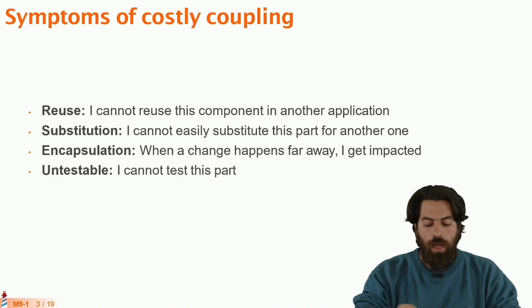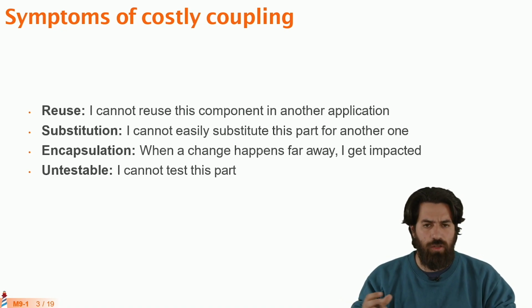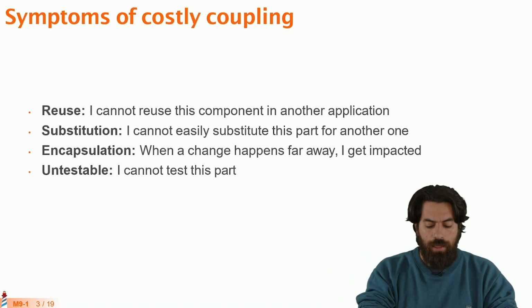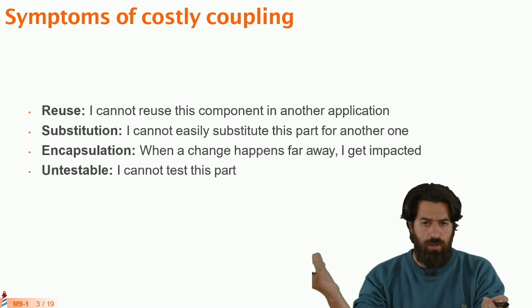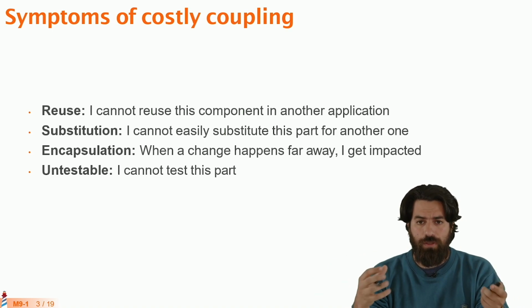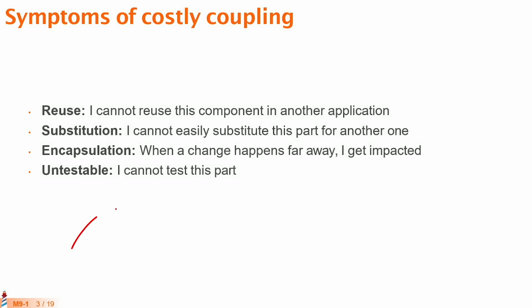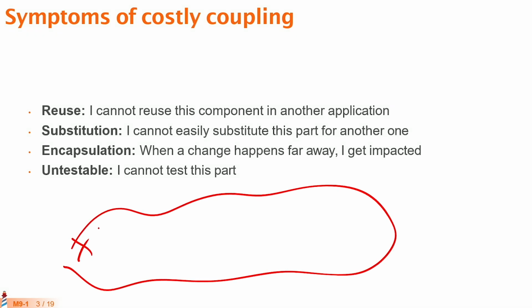Telling yourself, I cannot reuse this component in this other application, because it is blah, blah, blah. Or, I cannot easily substitute this part of the system with another one, even if it does similar stuff. Or, when something happens in this part of the system, I get impacted here. Or finally, this part I cannot test, it's too complicated. So actually, most of these things, or all of them, are symptoms of a coupling problem.